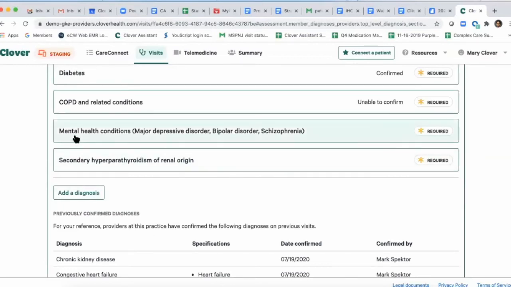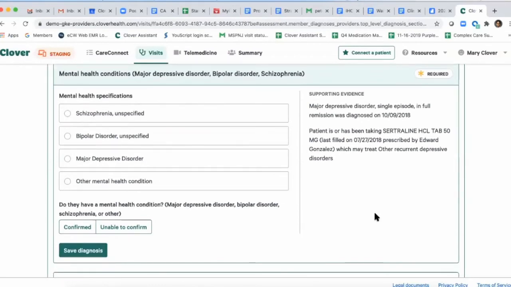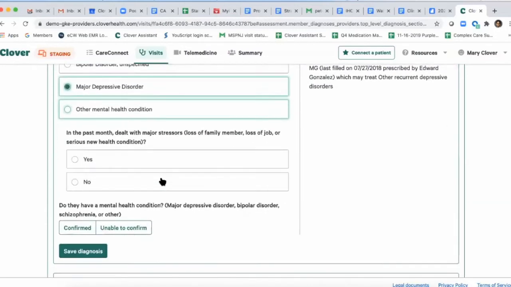Here it says mental health condition. And we'll tell you, hey, we have evidence of major depressive disorder, a single episode now in remission, diagnosed in 2018, as well as a prescription for sertraline in 2018 as well. And you may say, based on that, yeah, I think the patient does have major depressive disorder. But what it will do is it will lead you through a pathway where it'll give you more prompts to help you better categorize that condition.